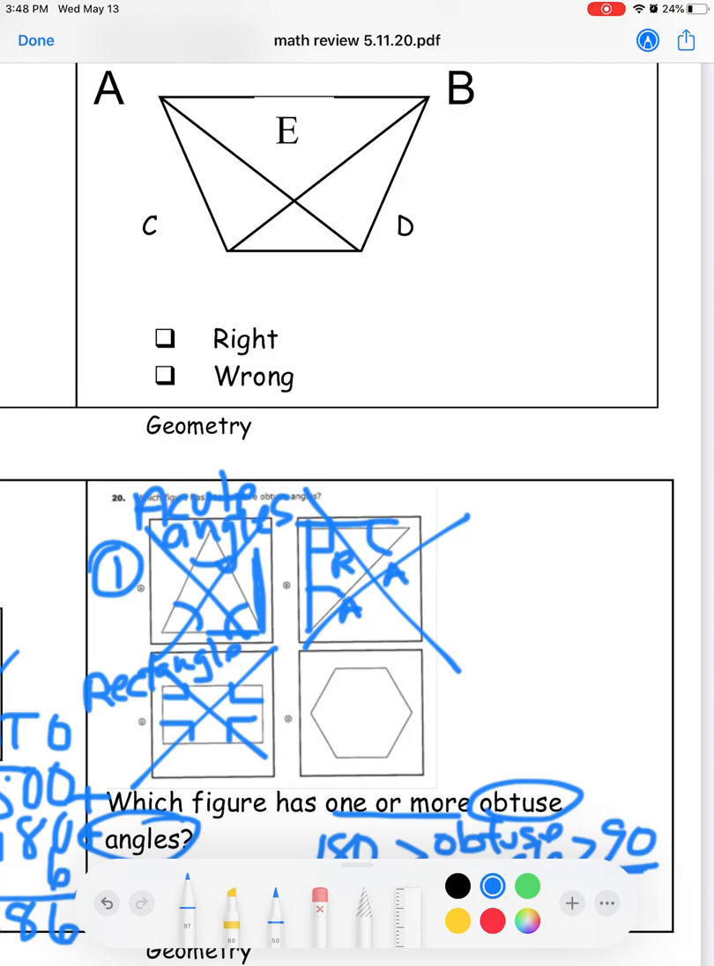Last but not least, I'm going to hold up my right angle template to this angle right here. And it shows that this angle is larger than my right angle template, but it's smaller than a straight line, just like we had stated previously down here. So this one definitely has one or more obtuse angles. All of these angles look identical, and I know they're all greater than 90 degrees because I've used my right angle template. So this is our figure that has one or more obtuse angles.